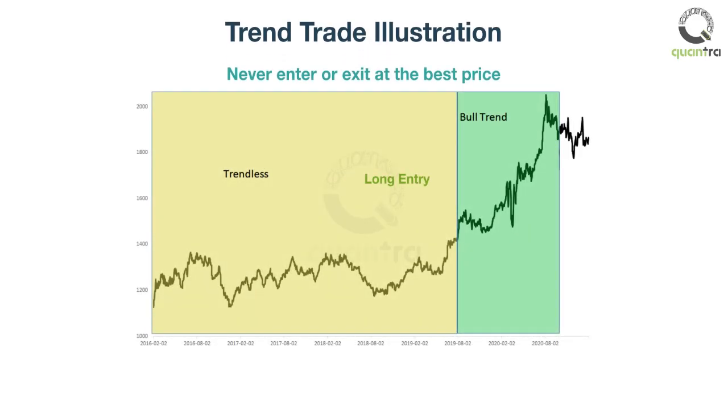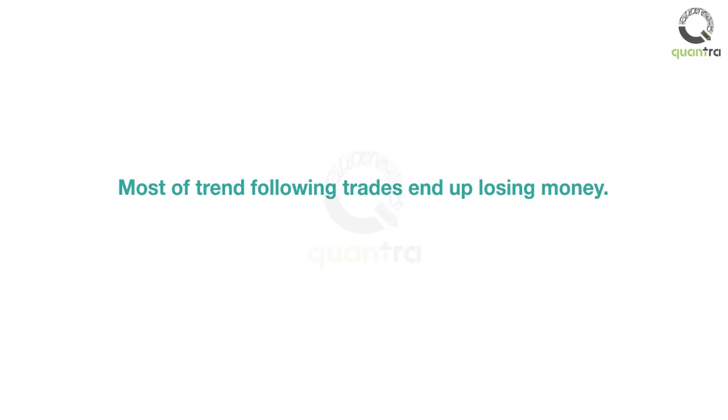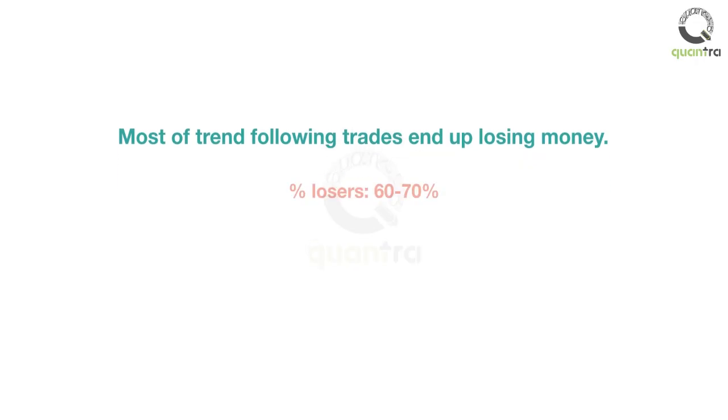You have to wait until the price takes off and enter after it's already moved enough to qualify as a trend. Once the trend is over, we will not know that until the price starts moving against us. That means that we will always give up part of our profits as we wait for the price to move against us before exiting. Another interesting thing to keep in mind is that most trend-following trades end up losing money. Even for successful and profitable trend-following models, usually between 60% and 70% of all trades entered will fail.